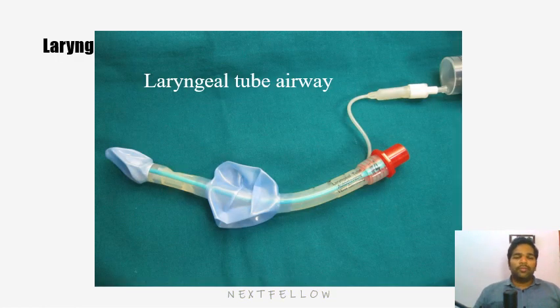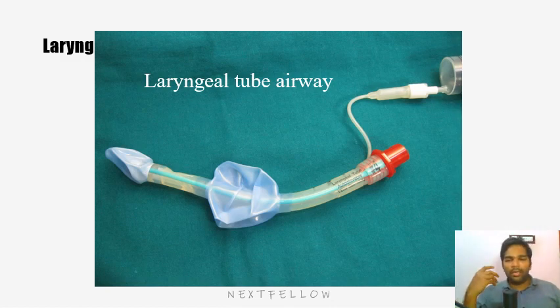Now we are coming to the end of the class. Laryngeal tube airway. They have asked this in previous NEET PG exams, NEET and other specialty exams. Here it is a first generation device. The concept is we have two cuffs, one cuff for the pharynx, one cuff for the esophagus, and there will be airway ports in between these two cuffs.